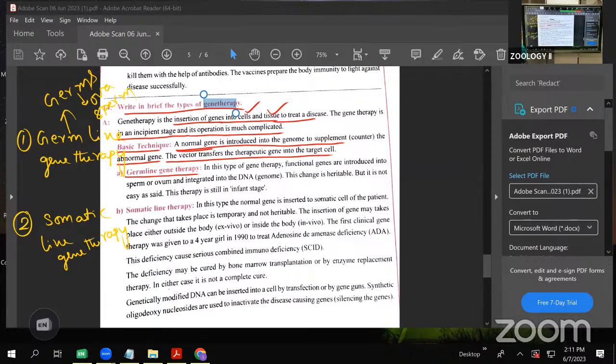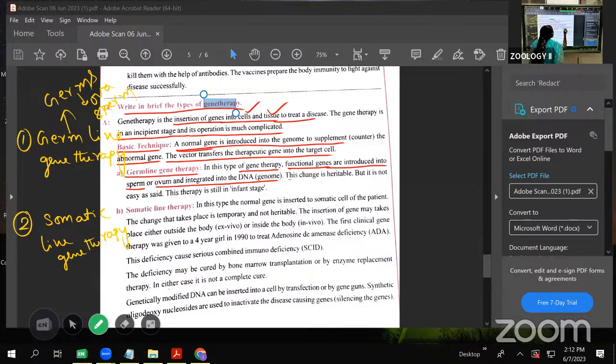See this next. The germline gene therapy. In this type of gene therapy, functional genes are introduced into the sperm or ova and integrated into the DNA, inside the sperm and ova. The DNA is there now. To the DNA, we are adding the functional genes, and that we call germline gene therapy.